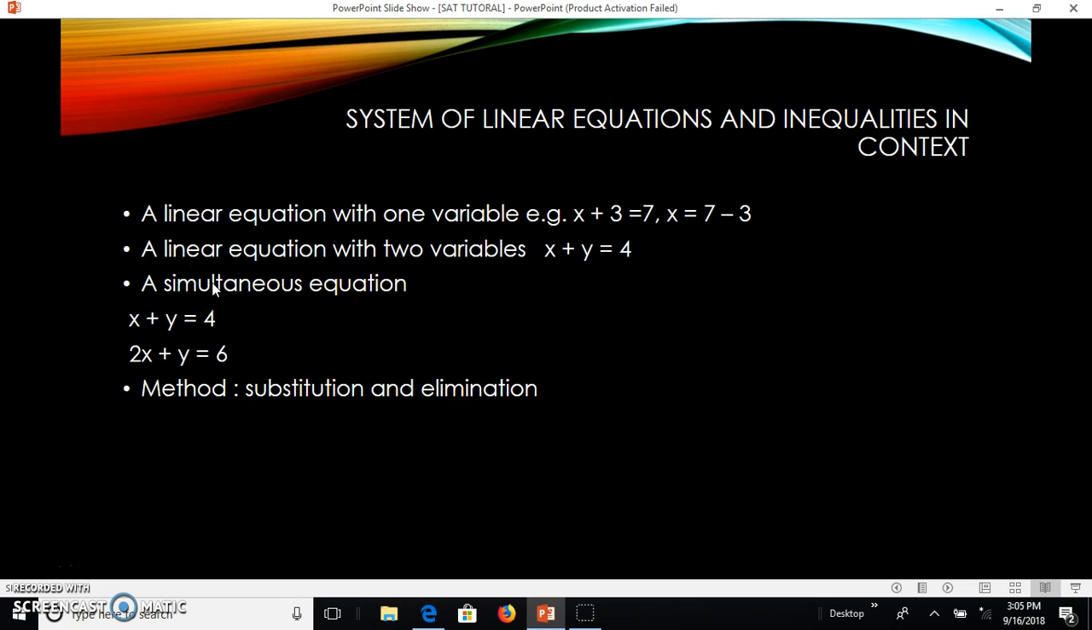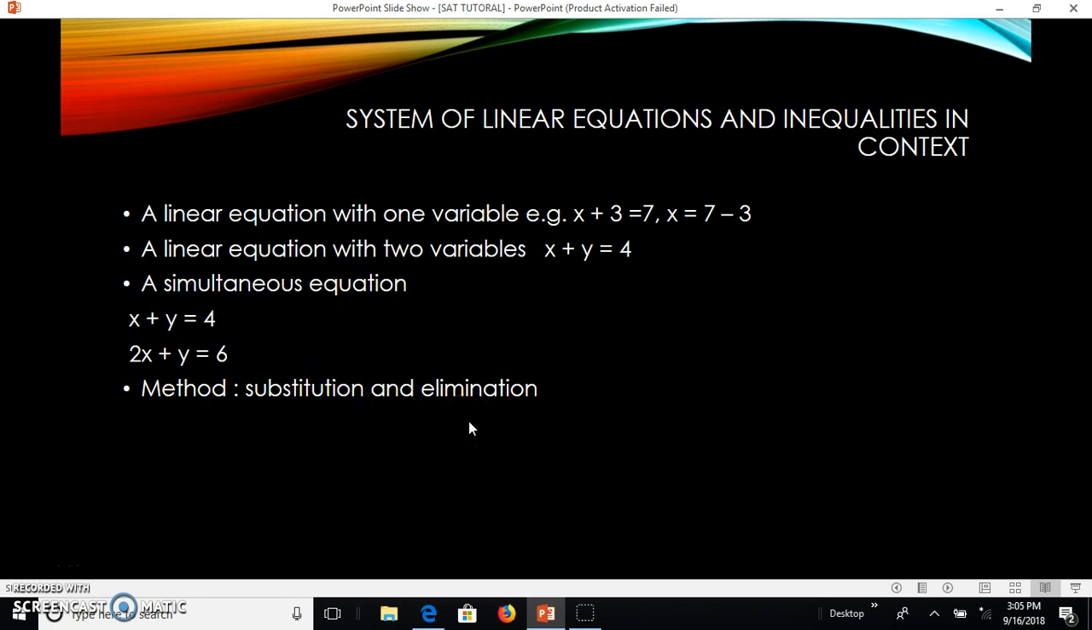So, talking about simultaneous equations, which is the goal of this topic, a simultaneous equation looks like this: equation 1, x plus y equals 4. We have two unknowns in two equations. So two unknowns here, two unknowns here. So you are asked to look for the value of x and the value of y. And we have two methods of solving simultaneous equations: the substitution method and the elimination method.